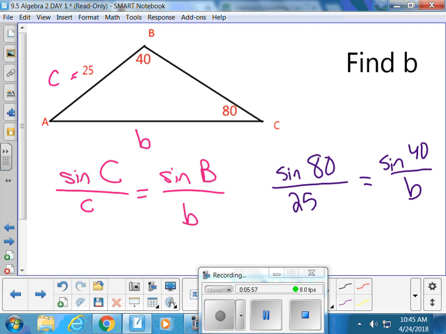So we went with sine C over c equals sine B over b. We're not even going to work with A because we don't need to do anything with A yet. Later today, we'll be solving the whole entire triangle and doing A. All right, let's try some cross multiply magic. Do you remember how to start this? 25 gets multiplied by sine 40. Make sure you're using sine of 40. Loop back around and divide by sine 80. Did you get 16.32?